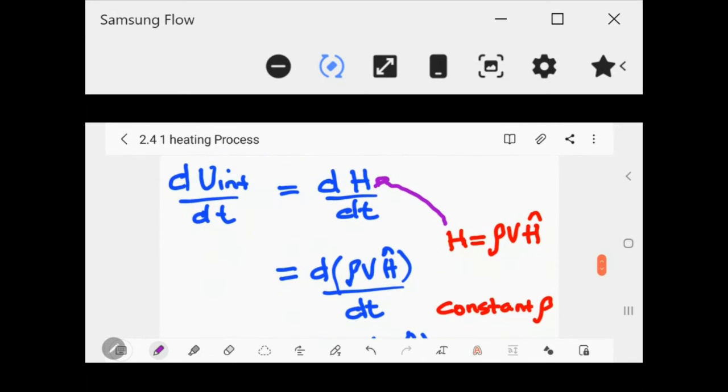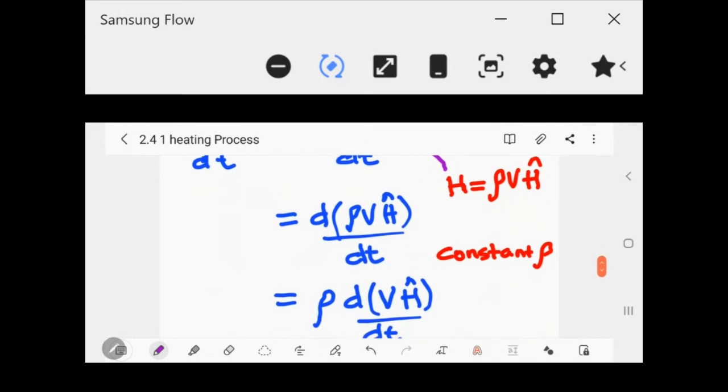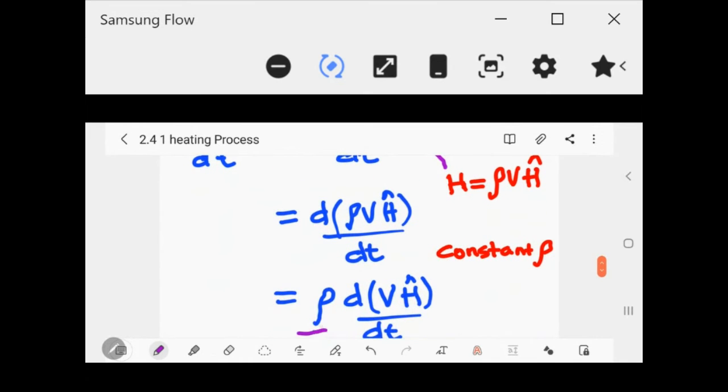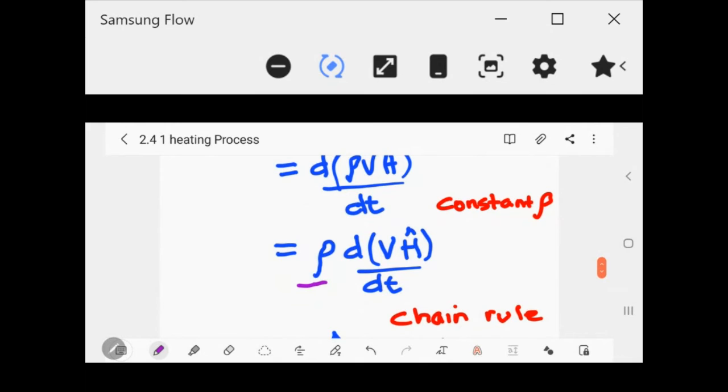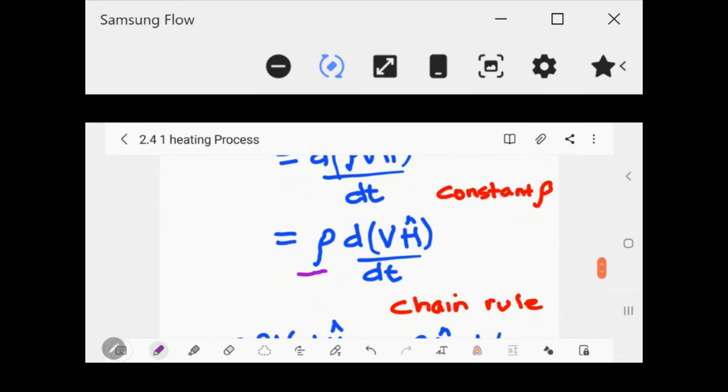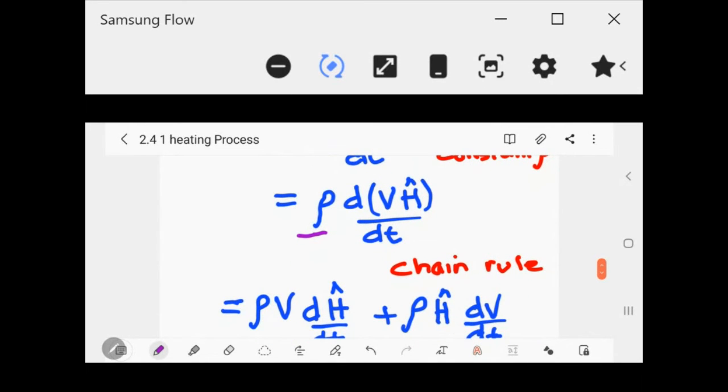To get the next term. And then we assumed earlier in our assumptions that the density is constant, so we can take it out of the equation. There it is. We now need to further simplify this term using the chain rule. Your mathematics, you just have to brush up on it. I know you're good at it. So this is how you write the chain rule. You keep one term constant and differentiate one, plus, then keep the other term constant and differentiate the other term.